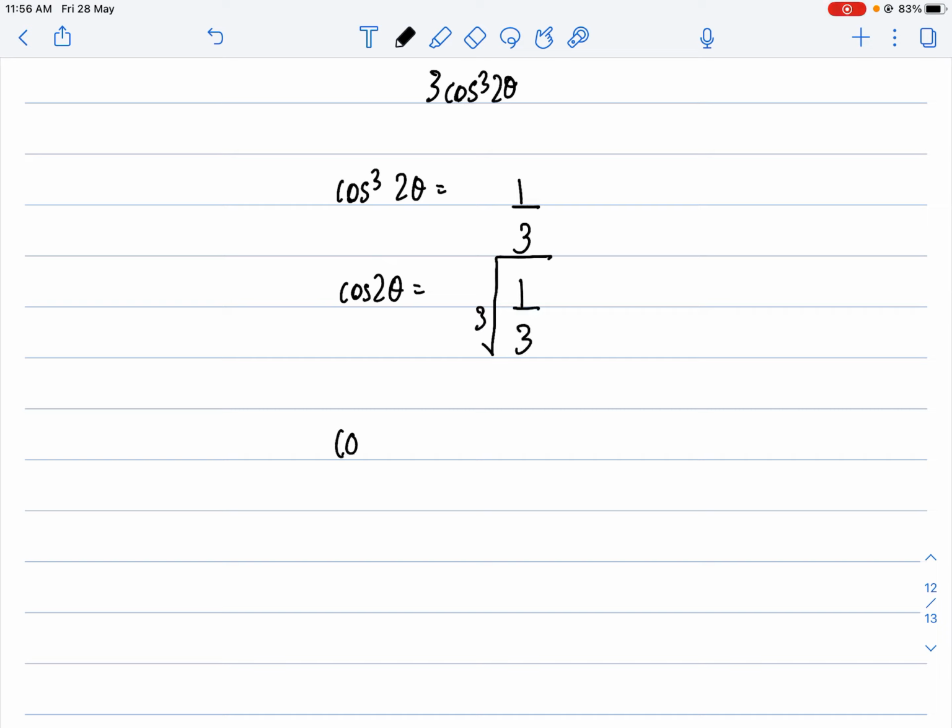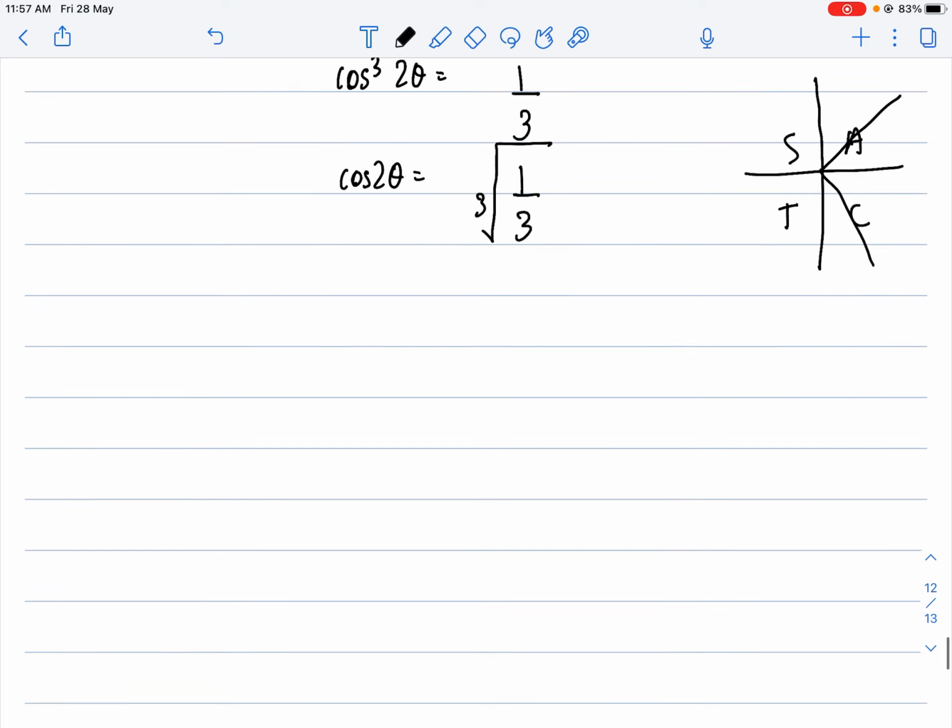Now I need my cos 2 theta to be positive, so I'll go on my ASTC curve here. Cos is positive simply here and here. But I know my domain, which is 0 to 1 over 4 pi. Still, you calculate for both the quadrants and then we can eliminate one value. So 2 theta will be equal to, on your calculator, cos inverse of the cube root of 1 over 3. When you do that, you get your answer as 0.80465, and this is for the first quadrant.